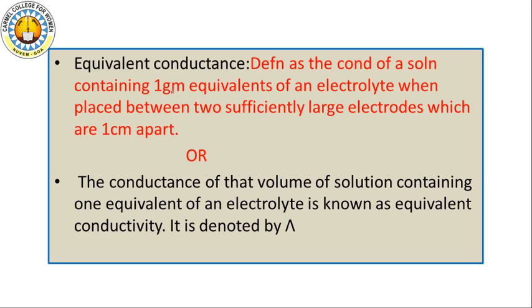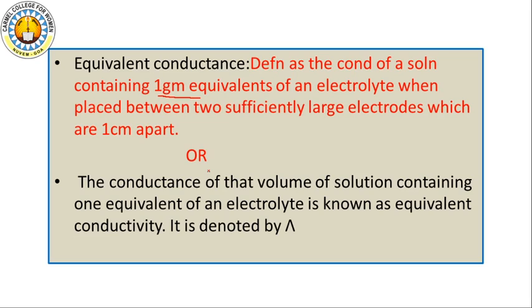So, what is this 1 gram equivalent? 1 gram equivalent of an electrolyte means the equivalent weight of that particular electrolyte. So that solution will contain 1 gram equivalent, that is the equivalent weight of that particular electrolyte. And this solution is placed between two sufficiently large electrodes which are 1 centimeter apart.